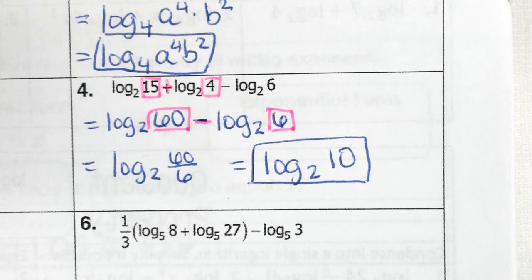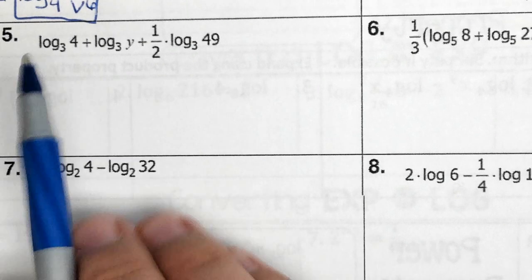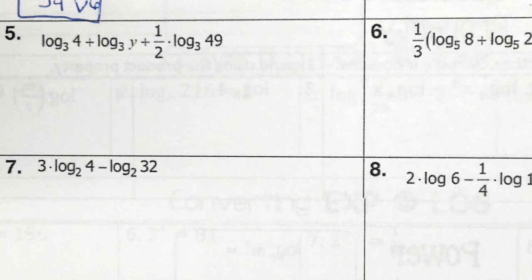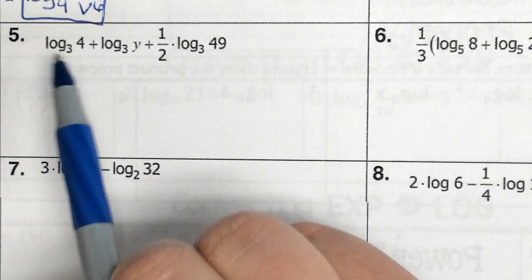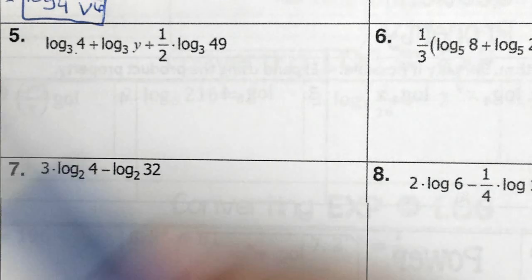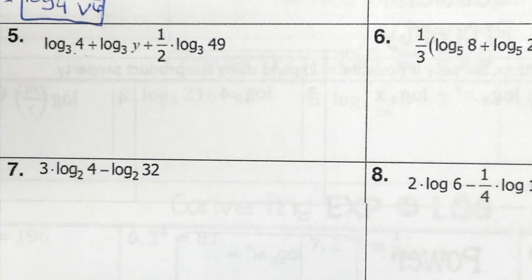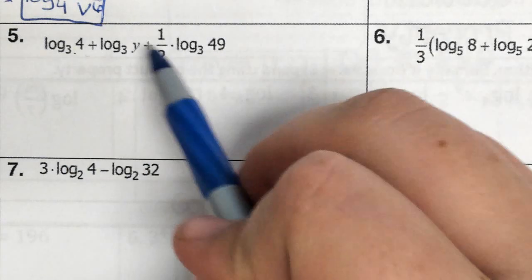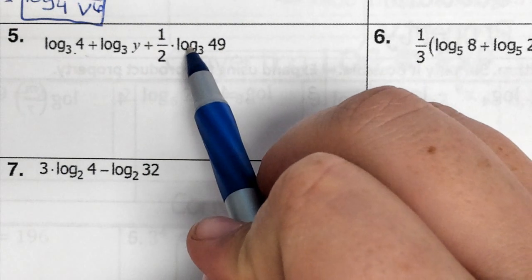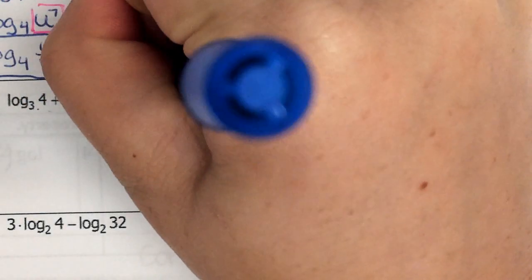All right, moving on to number 4. Or not number 4, number 5. Once again, we have 3 logs. Before we even start trying to condense or start multiplying or dividing our arguments, look right here. We have a 1/2 in front of the log. We need to move that guy right here.